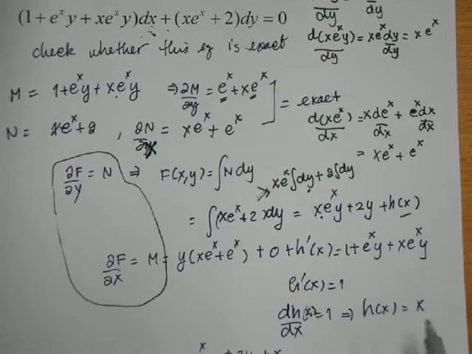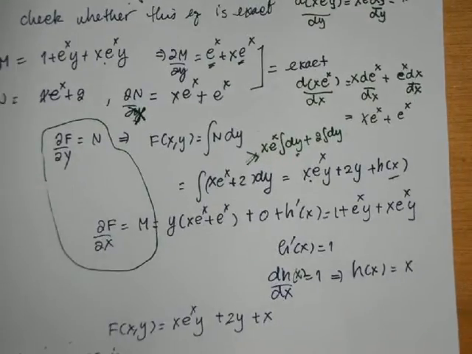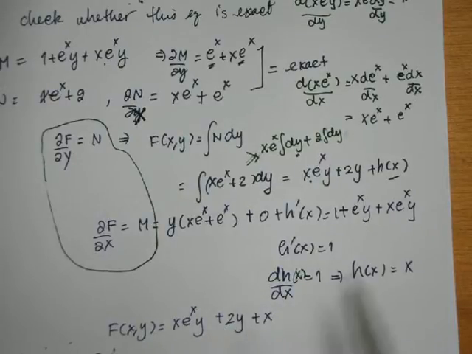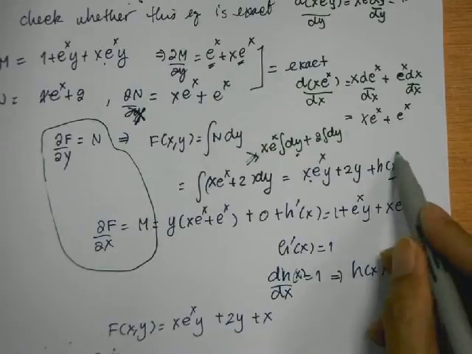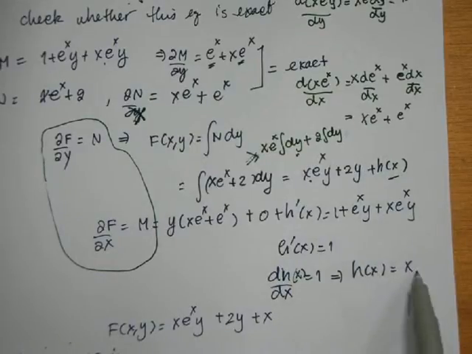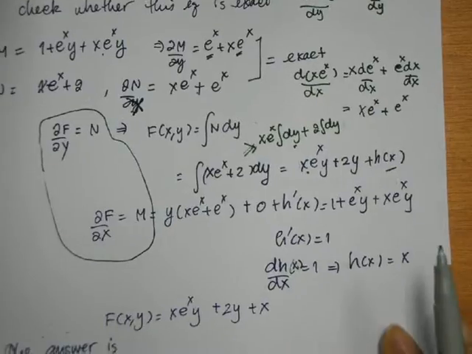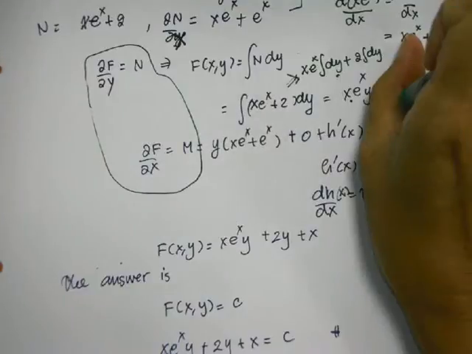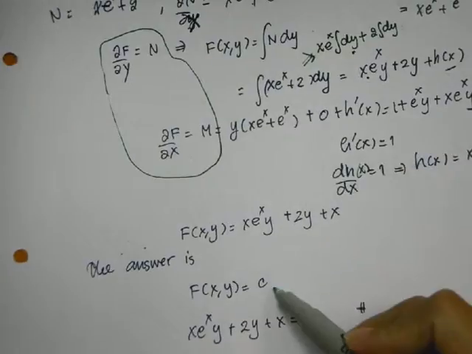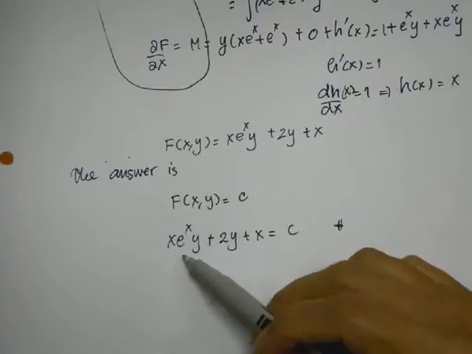So now the answer is f(x,y) equals x times exponential of x times y plus 2y plus h(x), and now we know what h(x) is. h(x) equals x, right there. Now we know f(x,y). The answer of the differential equation is f(x,y) equal to c. So the final answer is this.